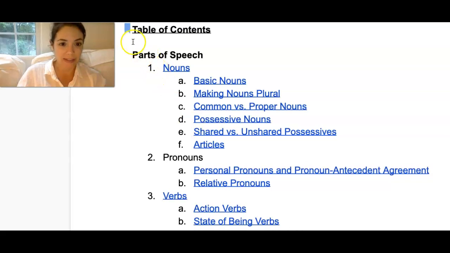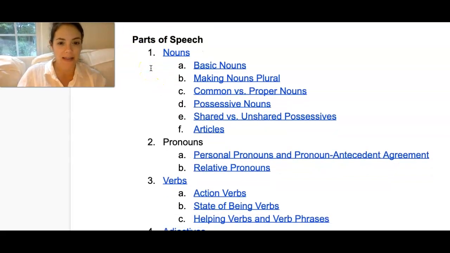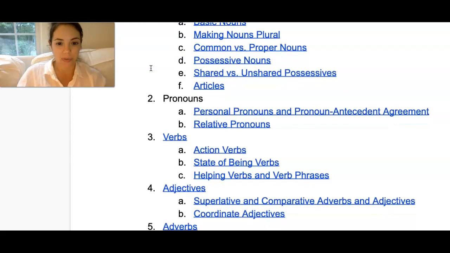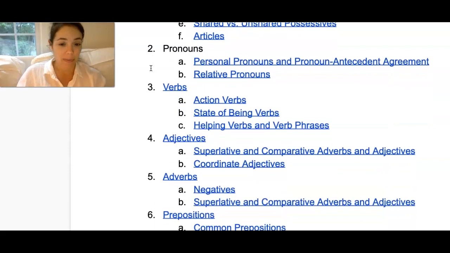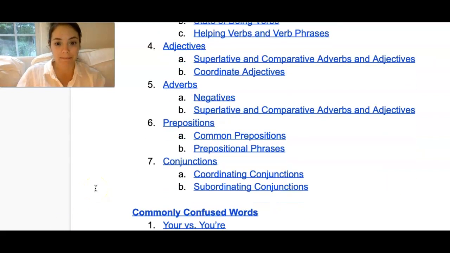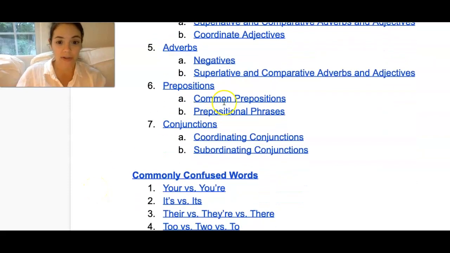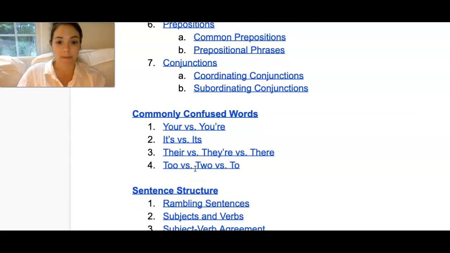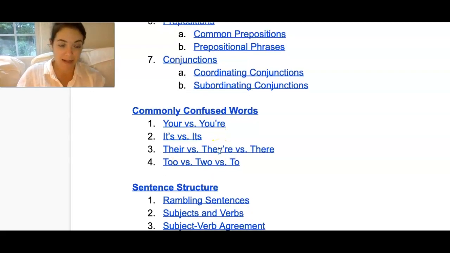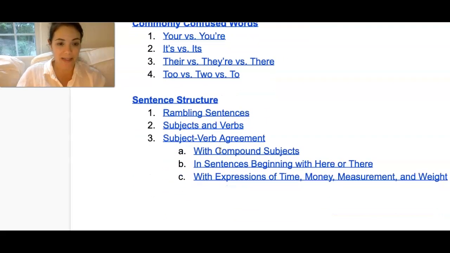And you can see we have a table of contents, all right, that you can scroll through. Say you don't remember what the be verbs are, you can go and click on that. Okay, if you don't remember what prepositional phrases are, you can click on that. If you don't remember the difference between there, and there, you can click on that. Okay, so everything that you need is in here.